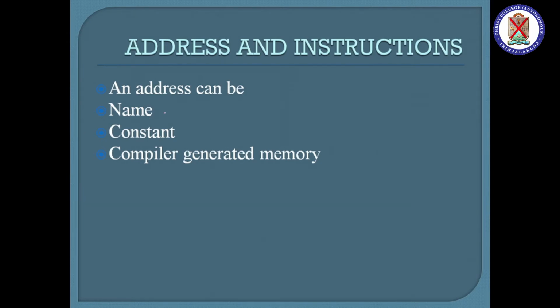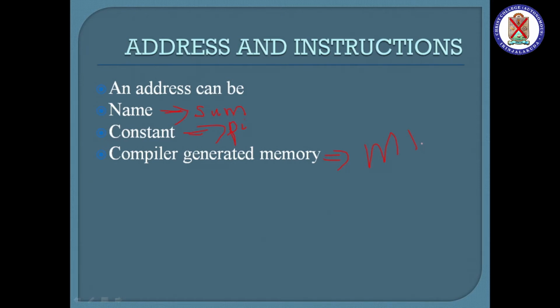Here, a name refers to, we can go to another program, that is called sum. That can be an address, or it can be a constant like pi, that is 3.14, or it can be a compiler generated memory, that is you can go for M1, M2, etc. That is memory. You have already studied in microprocessor, that can be a memory itself.